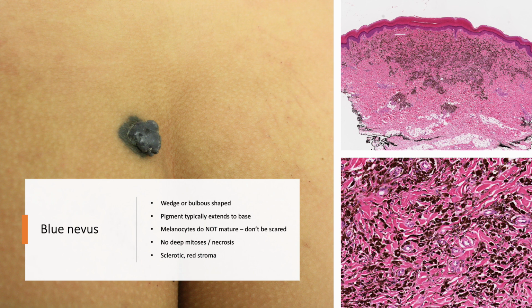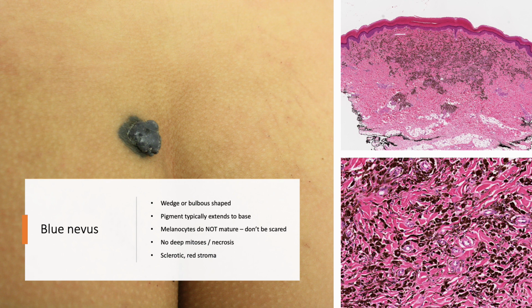Next disorder is blue nevus. Clinically, it looks like a blue nodule on the skin, and histologically, it is composed of a wedge-shaped neoplasm of melanocytes. Under higher magnification, you can see that instead of epithelioid-looking melanocytes, they look more spindled with heavily pigmented cytoplasm. From top to bottom, they do not show maturation.